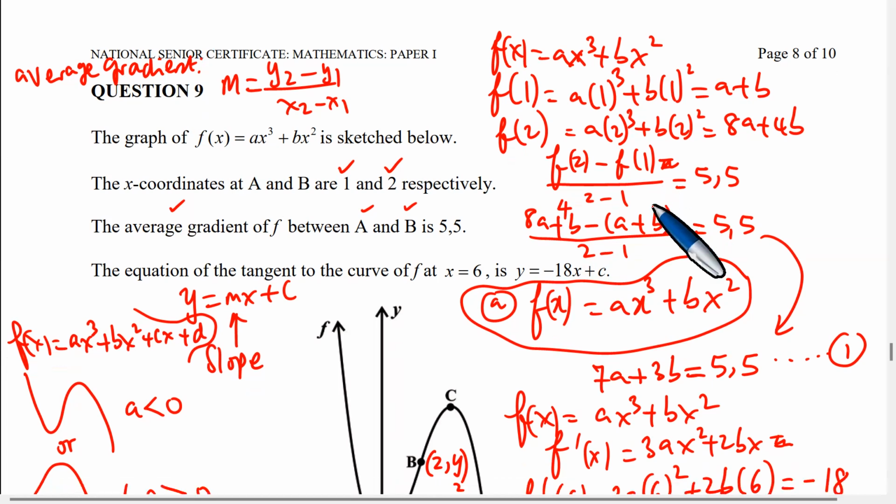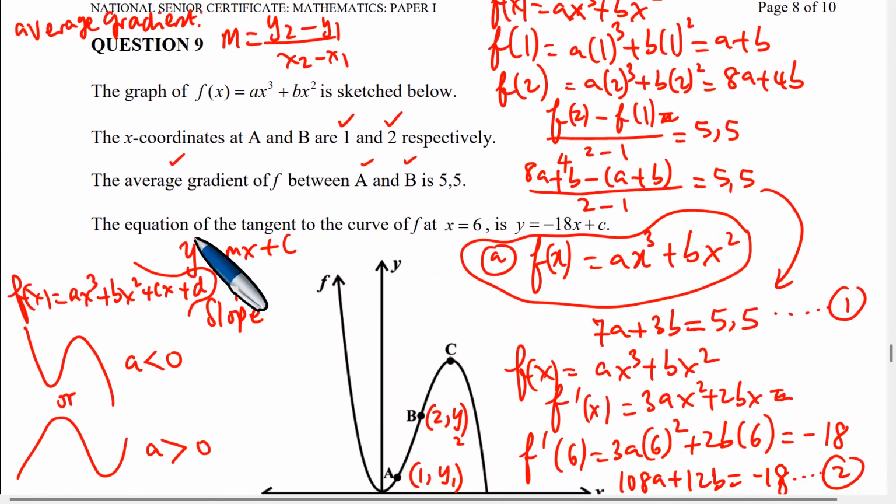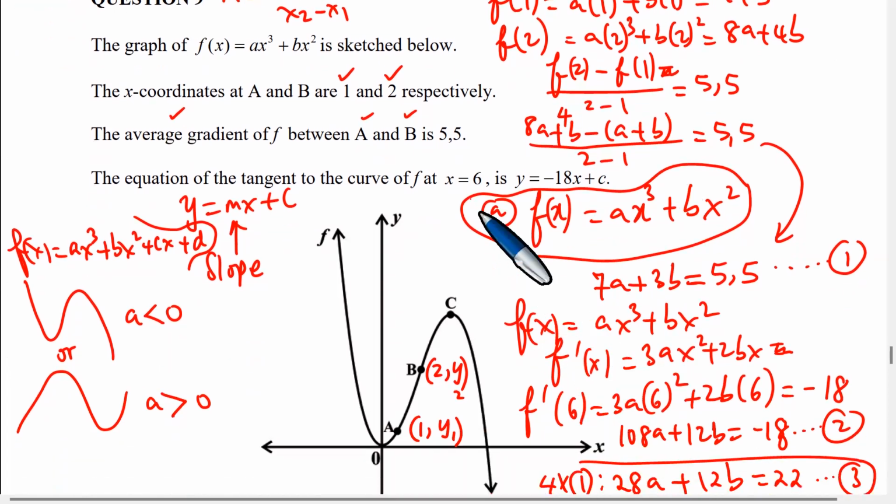Okay. We proceed. This here is the function given, but the examiner said the equation of the tangent at x equal to 6 is this. So which means that we need to find f prime. The f prime of the function f defines the slope of the function at x equal to 6. So we have this. Okay, right.